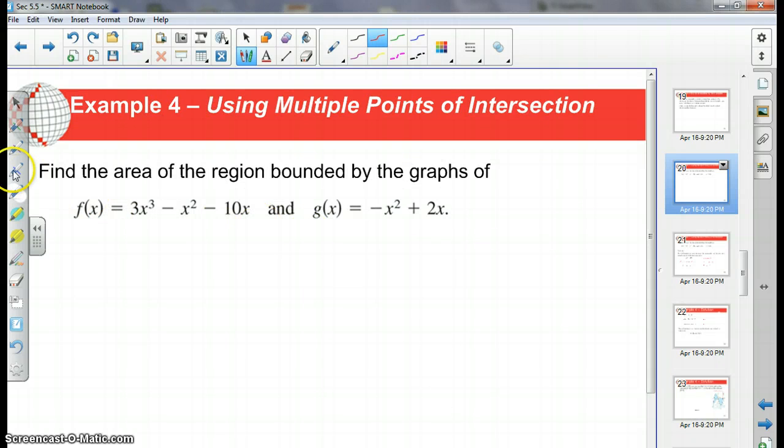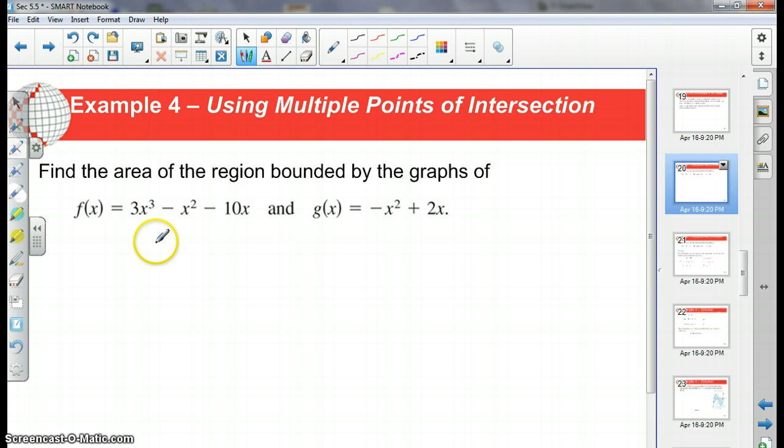Ooh, here we go once again. I guess a couple things when you approach a problem. You got to figure out which is the upper, which is the lower. A quick little sketch of the graph is always helpful. You might want to graph these in your graphing calculator so you can see what's going on. And you got to find points of intersection by setting these equal to each other.